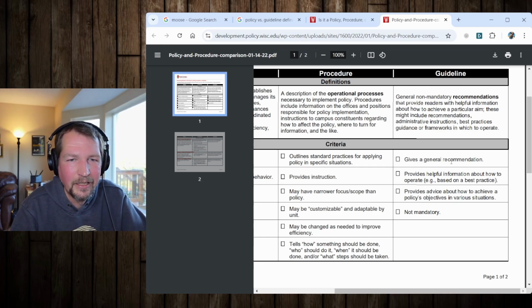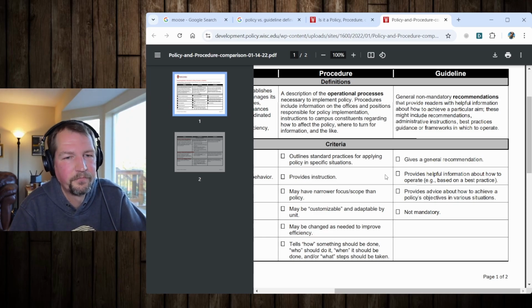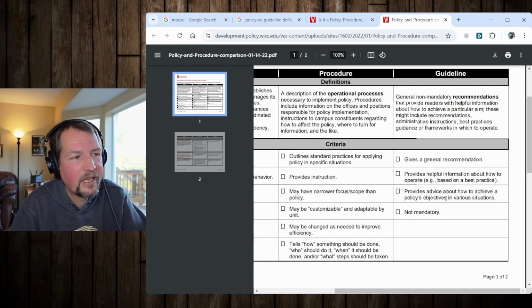And then a guideline gives a general recommendation, provides helpful information about how to operate, provides advice on how to achieve a policy's objective in various situations, and is not mandatory. So if your group is writing software, you may have a guideline that says, hey, we want everybody to use Microsoft Visual Studio Code as a guideline.